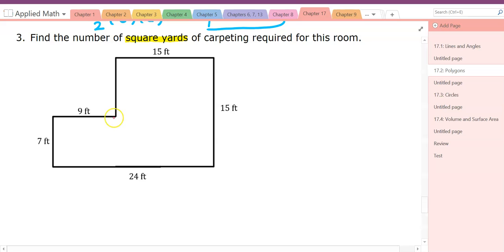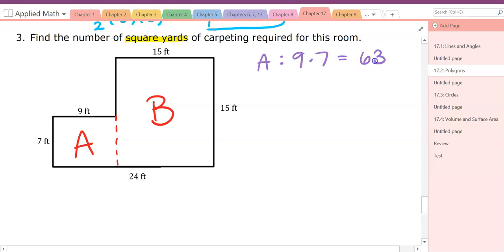So I'm going to draw a line right here. I'm going to call this shape A and this shape B. That way I can just refer to them and not have to say the rectangle on the left, the rectangle on the right. Okay, so for A, it's a rectangle. It's got 9 feet by 7 feet. So I'm going to take 9 times 7, which is 63, and that would be feet squared. What would I do for shape B?